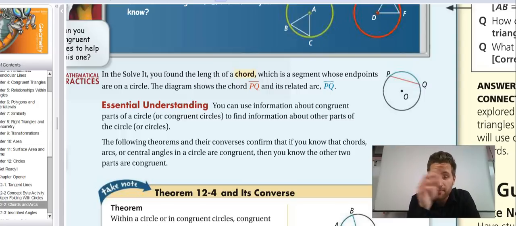Let's start out with some vocabulary. We talked about a tangent. A tangent hits a circle one time. Today we're talking about chords. So chords have some fun rules.